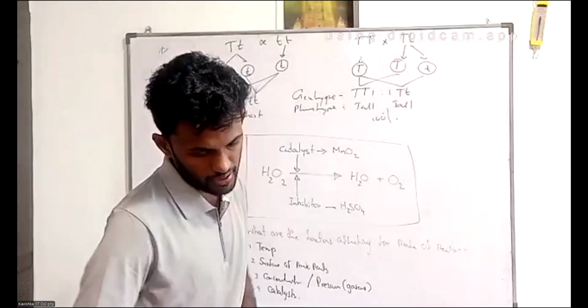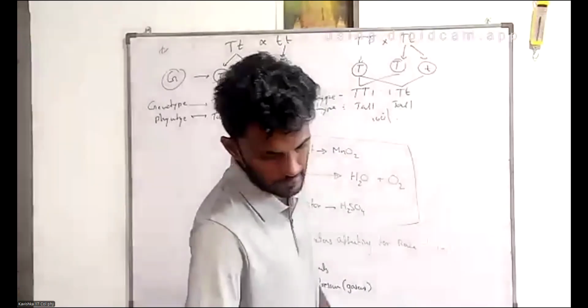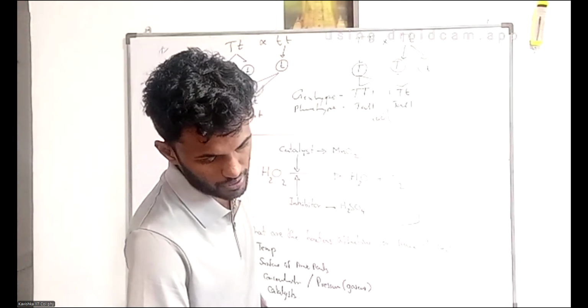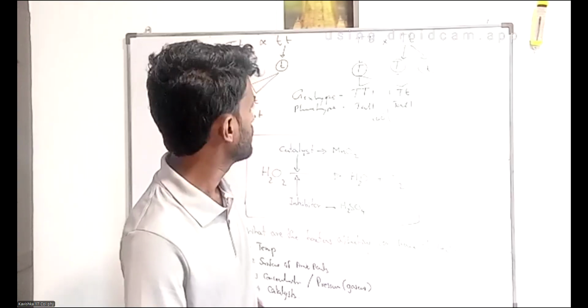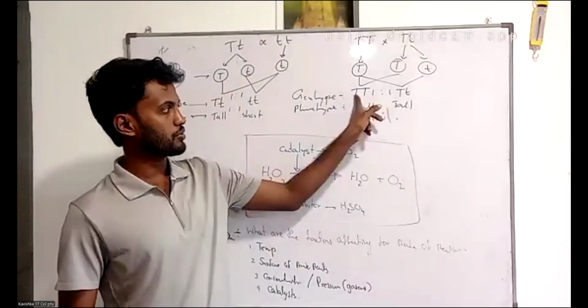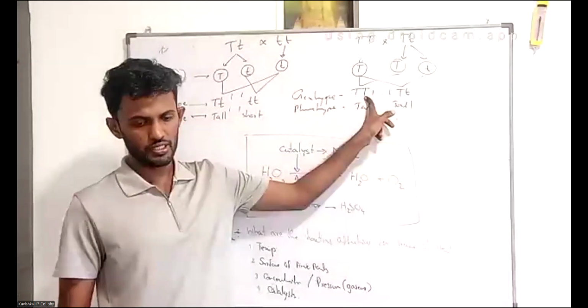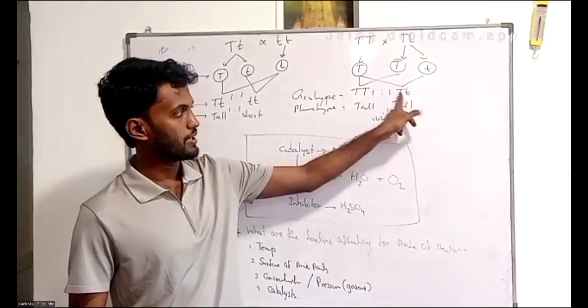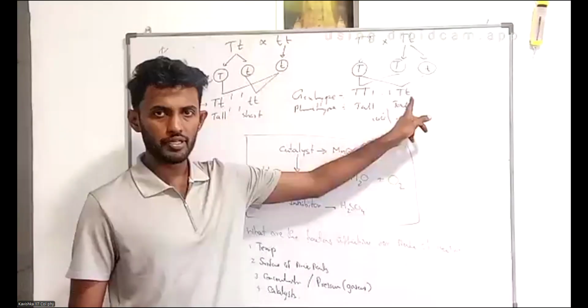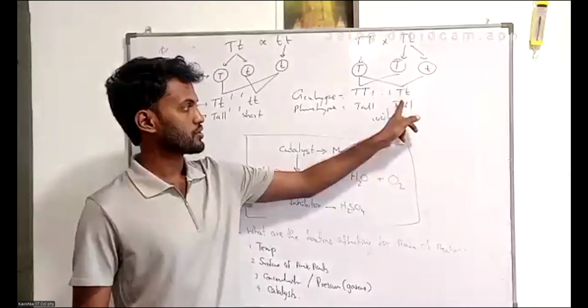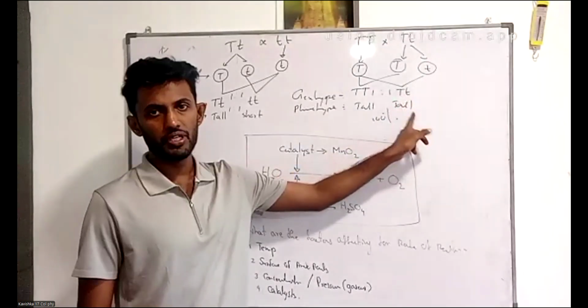So how did it come that both are tall? Here, capital T is not homozygous dominant; it's heterozygous. But the dominant allele is capital T. So the dominant allele is capital T, and because of that, the tall feature comes as the phenotype.